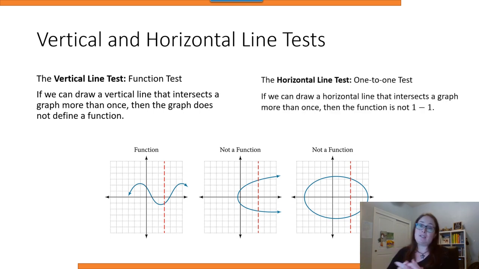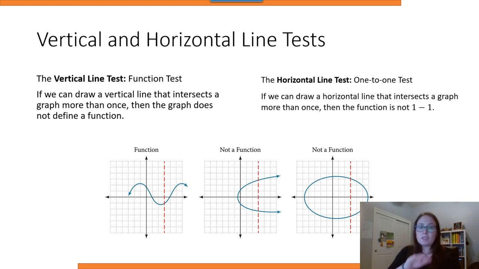The horizontal line test works the same way, only this tells me whether a function is one-to-one. So if I can draw a horizontal line through a graph and hit it more than once, then it's not going to be one-to-one. So for instance, my function on the left here, I have this nice curvy wave. I can definitely draw a horizontal line through that intersects the graph more than once. So that is not one-to-one, even though it is a function.